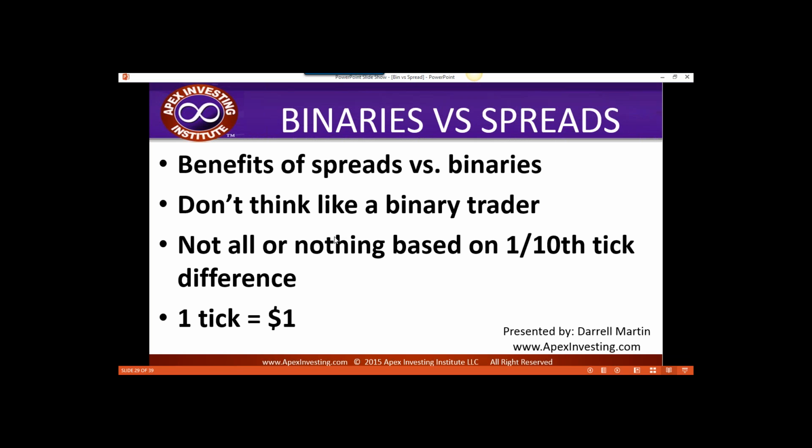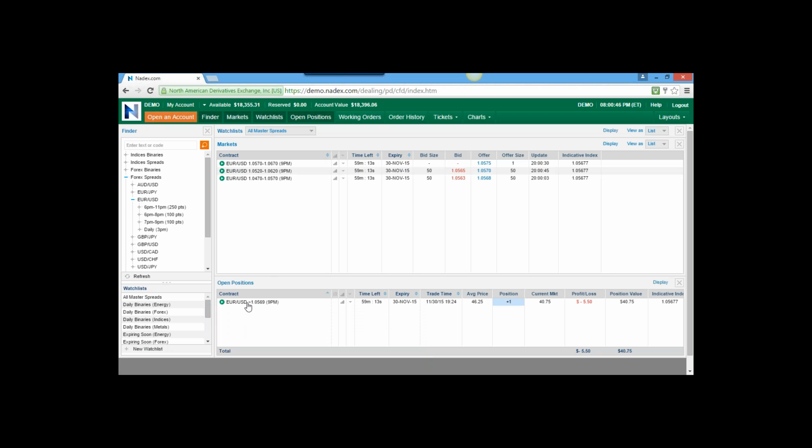When you're looking at spreads, you cannot think like a binary trader. It's not all or nothing, okay? With a binary, what are you saying? Well, I'm saying, hey, I'm going to buy this binary, saying the euro dollar will be above 0.569, and I bought it for 46 bucks. Well, if it expires at 9 p.m. at 0.568, one tick, boom, this is zero, and I just lost $46, right?